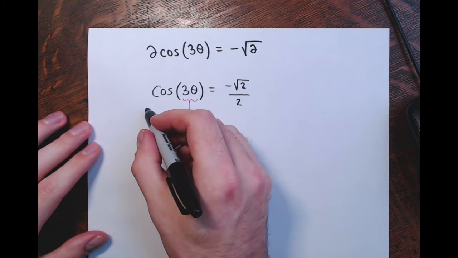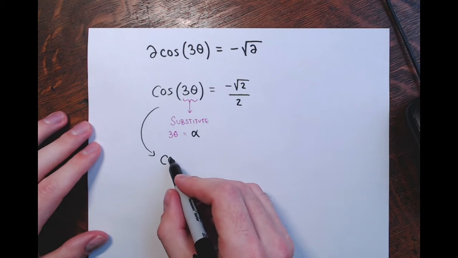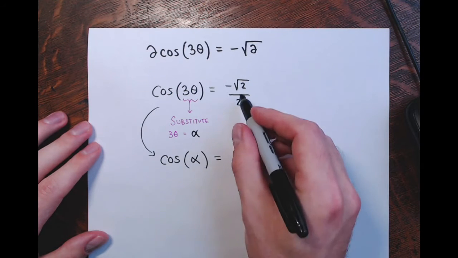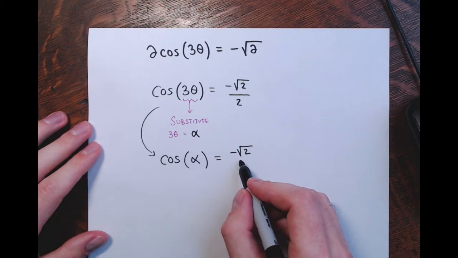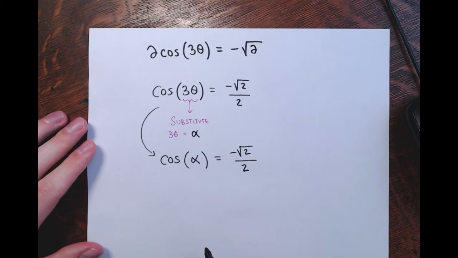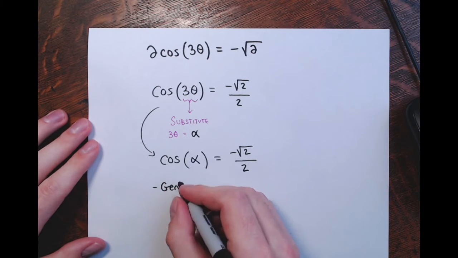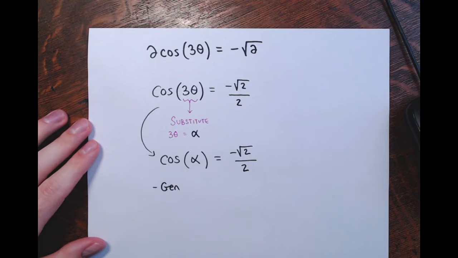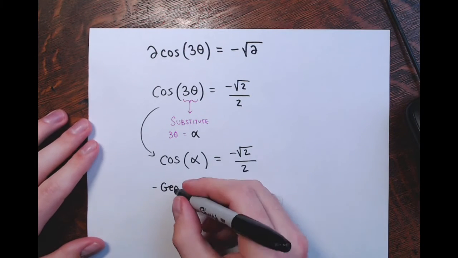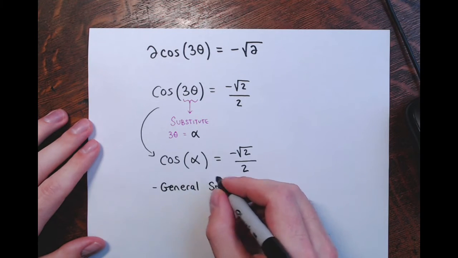So now we're looking at this. After I make that substitution, this equation now looks like this. It's the cosine of alpha equals negative square root of 2 divided by 2. And what I'm going to do here is find the general solution to this equation in alpha, and then we're going to substitute back and solve for theta. So let's find the general solution to this equation with alpha first.